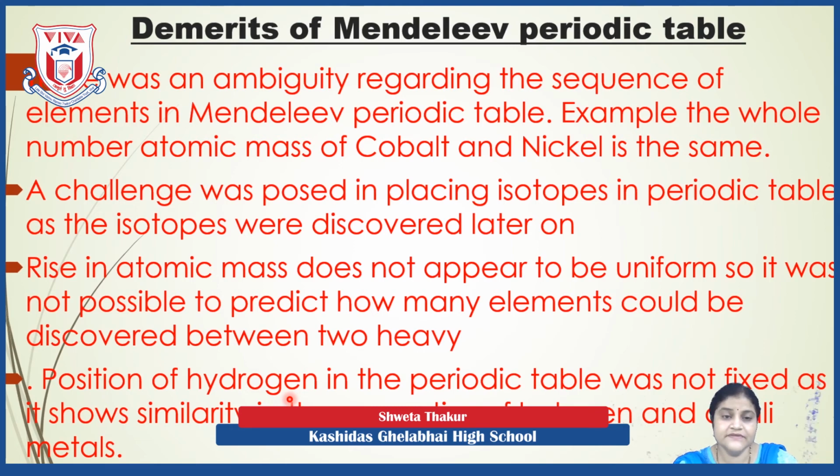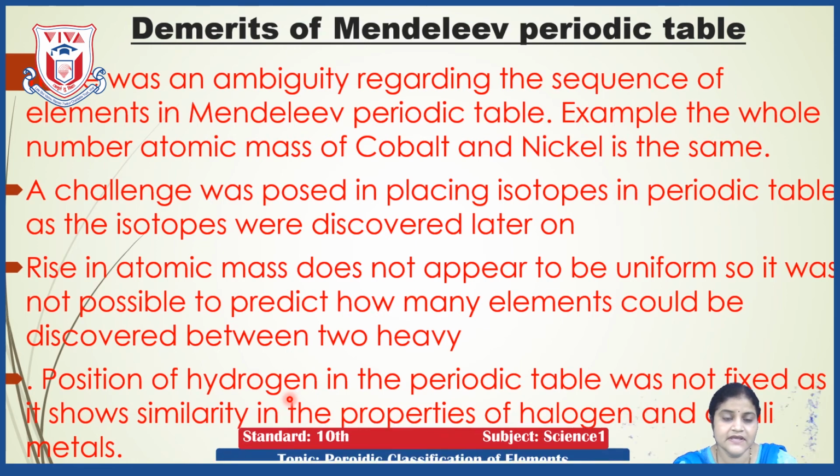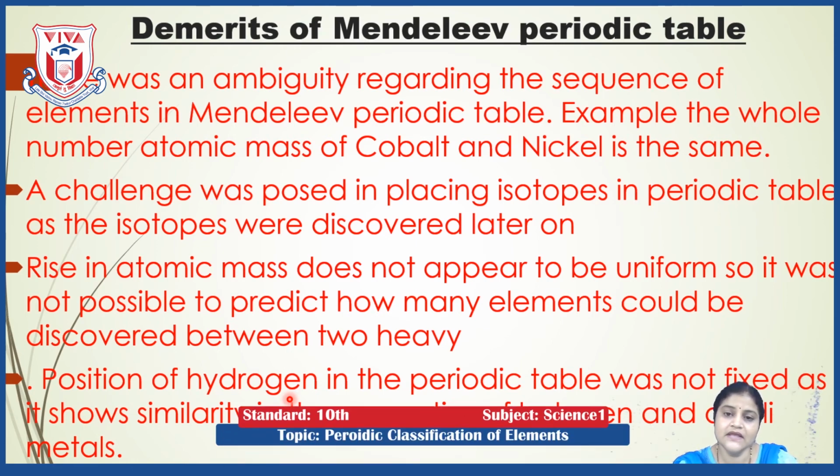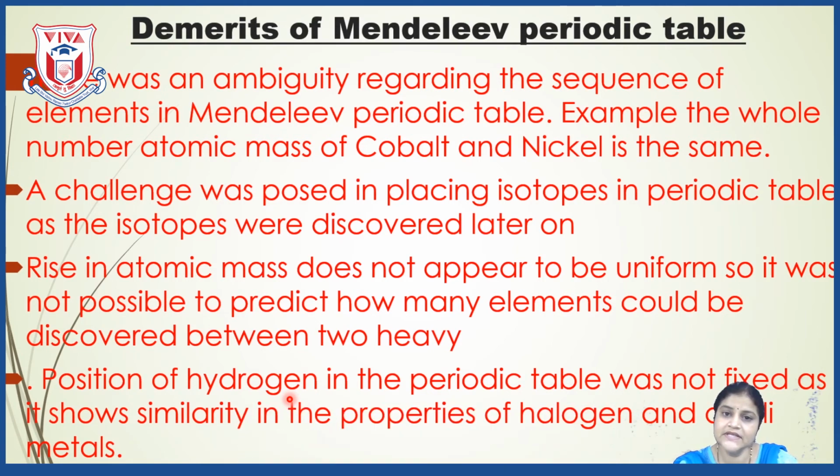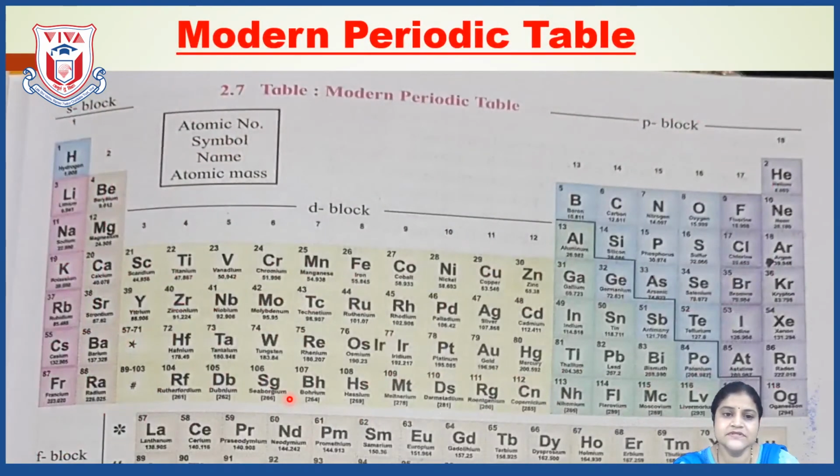Now, of course, if the demerits are there, then those demerits have to be rectified further. Regarding this, another scientist whose contribution is very important in the classification of elements, whose name was Moseley, comes in the next part. His classification is still continued in the classification of elements.